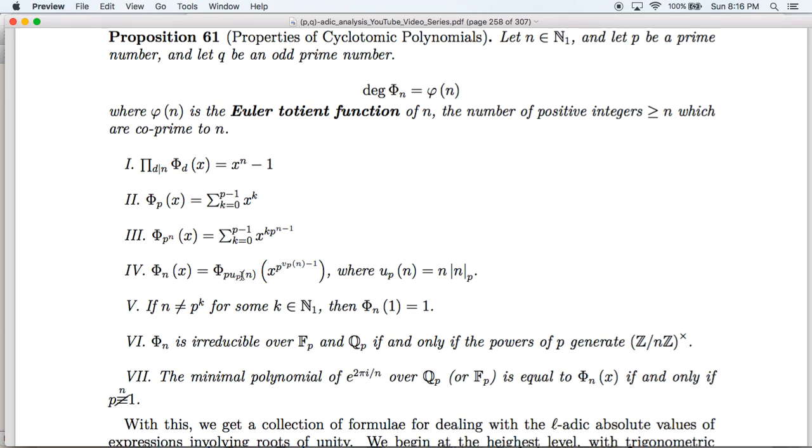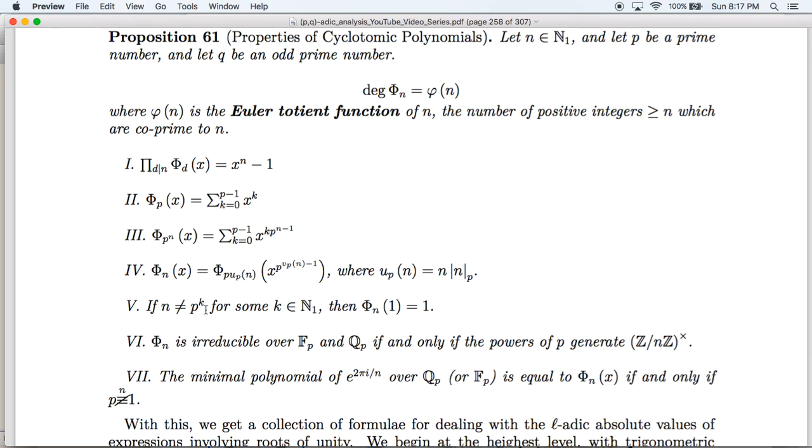And for n, this is a factoring rule: Phi_n of x is going to be equal to Phi_{u_p(n)}(x^(p^(v_p(n))))/Phi_{u_p(n)}(x^(p^(v_p(n)-1))), where v_p is the p-adic valuation, and u_p of n is the projection where we take n and multiply it by its p-adic absolute value. So this is a projection from Q_p onto the group of units Z_p^x.